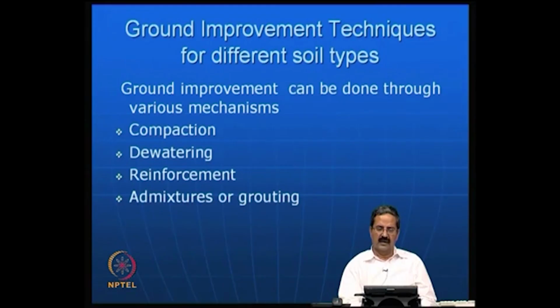Then another important thing is admixtures or grouting. In fact, when the soil is poor, what we do is add something. For example, if there is an expansive soil with a liquid limit of 100%, then add a bit of lime, and the liquid limit comes down to 60%.